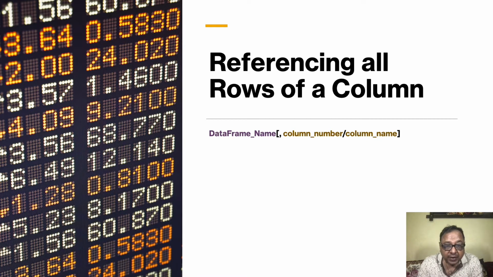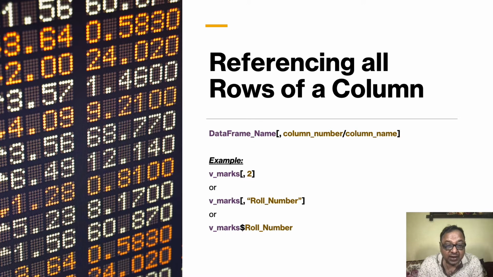There's another way of doing it also, which I will discuss now. So you see an example. So I could give v underscore marks within square brackets comma 2, means I want to see the second column. Or I could say this as v underscore marks within square brackets comma roll number within quotes. This will give me the roll number column, which is the second column. The third method is that we could give v underscore marks dollar the column name. That will also give me all the rows of the particular column. So we will see this in action in RStudio.